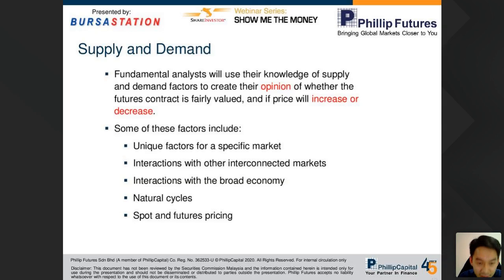As you can see on the screen here, there's a few factors. These are general factors, so you will need to consider the unique factors for the underlying asset. Then how it interacts with other markets, how the factors affect on a broad economic basis, and what are the natural cycles of the underlying asset. Then also you need to look at spot and futures pricing of the underlying asset.